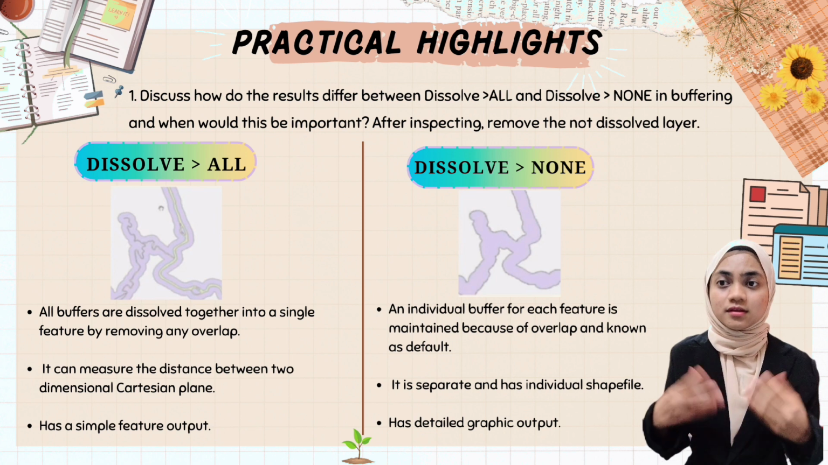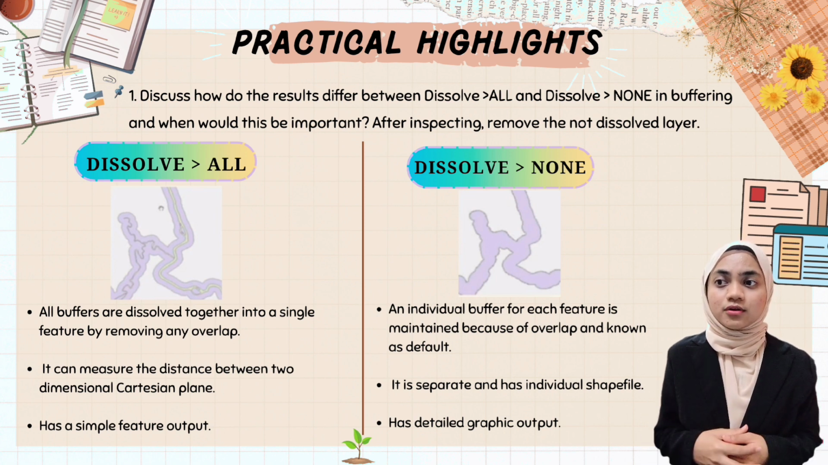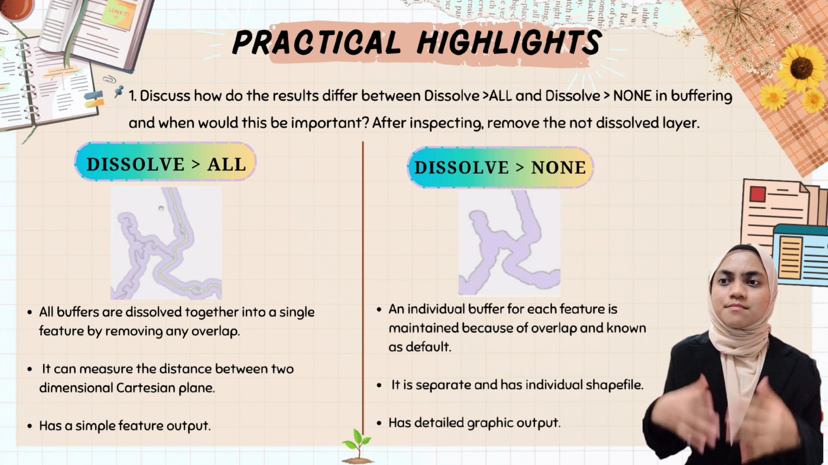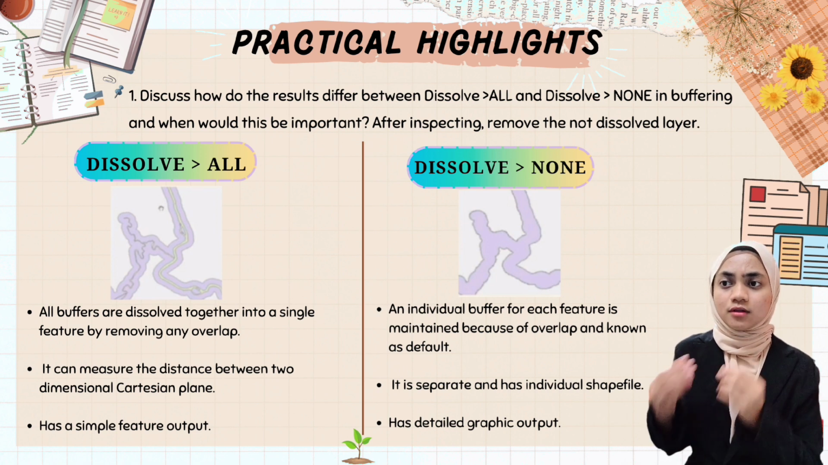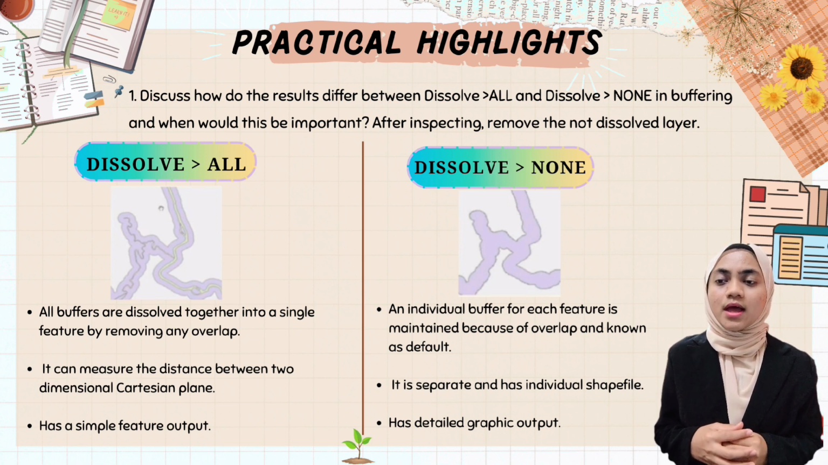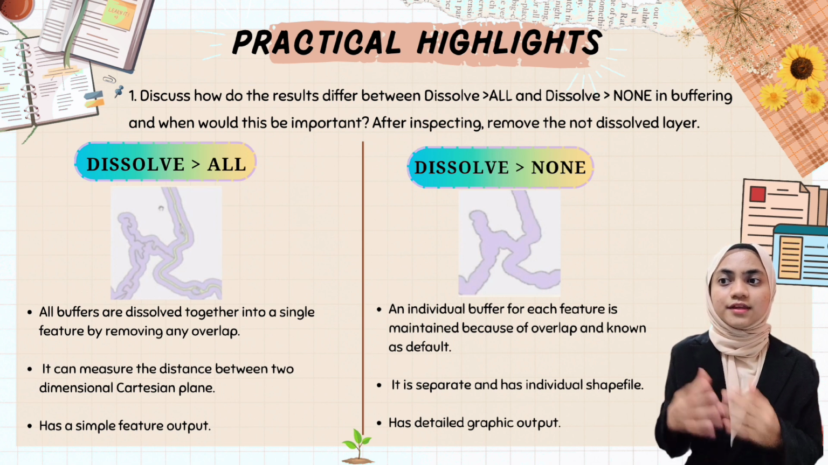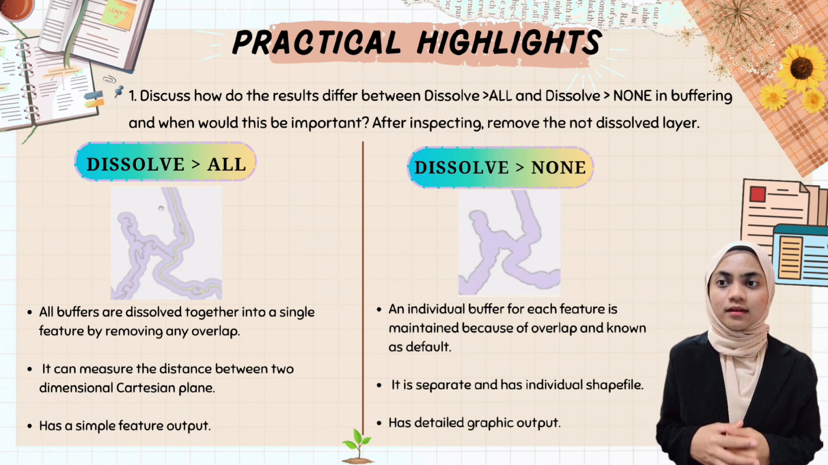So what is dissolve all and what is dissolve none? Dissolve all means all buffers are dissolved together into a single feature by removing any overlap. It can measure the distance on a two-dimensional Cartesian plane. It also has a simple feature output. Next is dissolve none. An individual buffer for each feature is maintained despite overlap, and it is known as the default. It is separate and has an individual shapefile. It also has a detailed graphic output, more detailed than that of dissolve all.